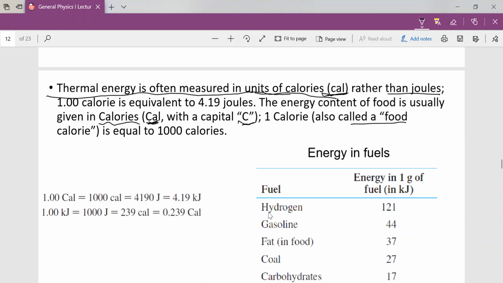Now they have different values. 1 calorie, that is the one with the small c, is equivalent to 4.19 joules. But for the calorie of food, 1 food calorie is equal to 1,000 calories. So 1 food calorie is equal to 1,000 calories. That means 1 food calorie will be, just add K here, 4.19 kilojoules, while the normal calorie for thermal energy is 4.19 joules.